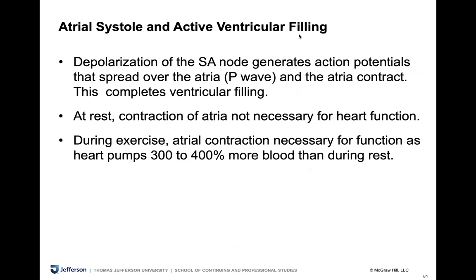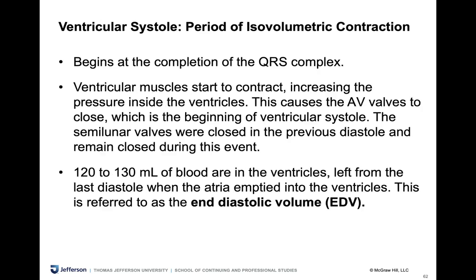At rest, the contraction of the atria is not necessary for heart function. During exercise, atrial contraction is necessary for function as the heart pumps 300 to 400% more blood than during rest. So essentially what this is saying is that the normal passive movement of blood from the atria to the ventricles, even without atrial contraction, is sufficient for the amount of blood to be pumped out through the ventricles.